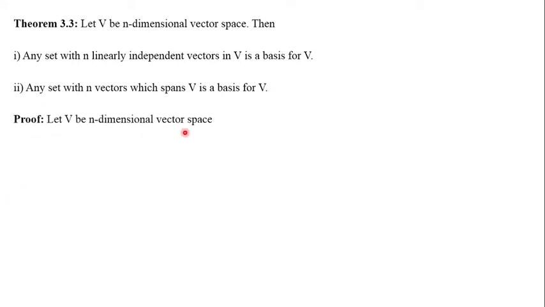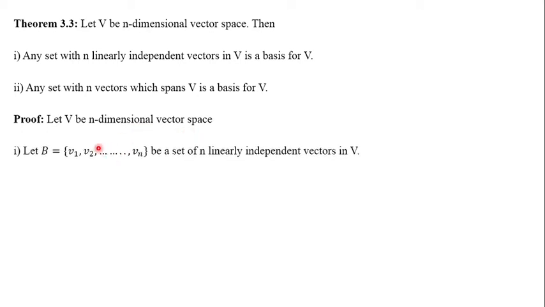Let V be an n-dimensional vector space. Dimension of V is n. And first we have to show that any set with n linearly independent vectors is a basis. So for that, we will consider a set B containing vectors v1, v2, etc., vn, a set of n linearly independent vectors, means v1, v2, etc., vn are linearly independent. We show that B is a basis. So our assumption is that B is linearly independent, and we have to show that B is a basis.